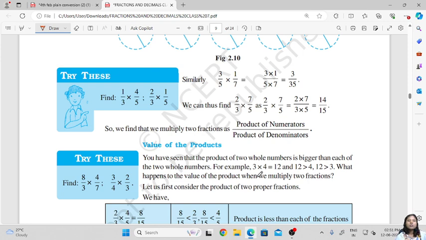So see here, multiplying two fractions, you write the product of the two numerators and then the product of the two denominators, that is you multiply these two and you multiply these two.